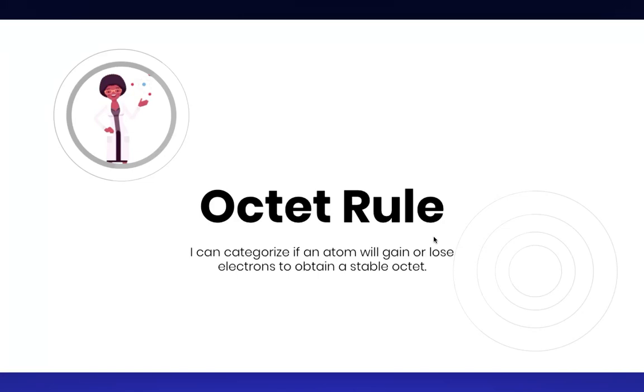Chemistry students, today we are going to talk about the octet rule. Last time you learned about valence electrons, and you are going to use that skill to categorize if an atom will gain or lose electrons. If an atom is gaining electrons, we'll use green for that today. Losing, we'll make that one blue.